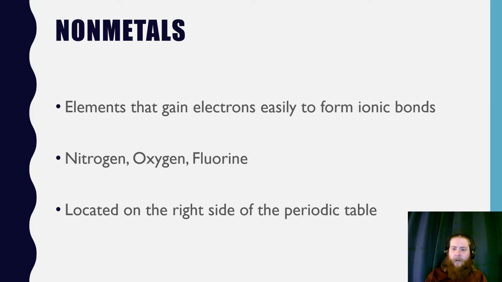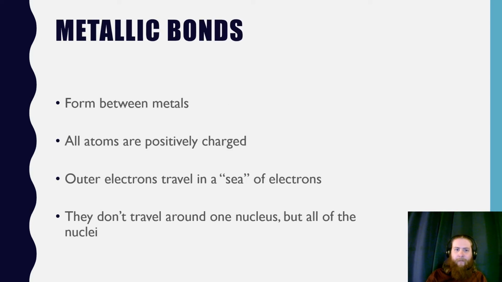There are also nonmetals on the periodic table. These are the ones on the right-hand side of the periodic table. They're ones that easily gain electrons to form ionic bonds. Things like nitrogen, oxygen, fluorine. And like I said, they're located on the right-hand side of the periodic table.